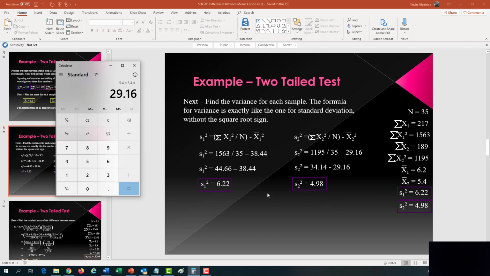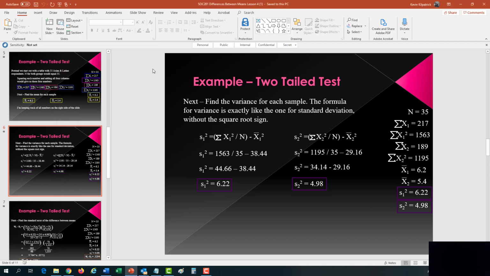Again, it's just a matter of looking at the formula, replacing the values, and finding what you're looking for. You keep going down, doing the math, and then finding the value that you're looking for.